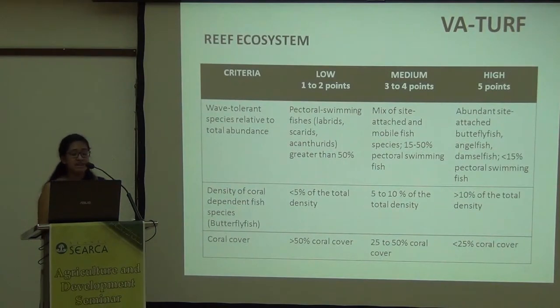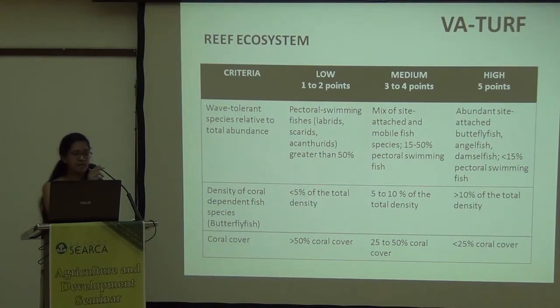For the reef ecosystem, we have three criteria. So they consider wave tolerant species relative to total abundance. So you can see here that the pectoral swimming fishes are less sensitive as compared to the site attached fishes. And the basis for this is that since these pectoral swimming fishes are highly mobile and strong swimmers, they can withstand a high wave energy environment as compared to the site attached fishes.